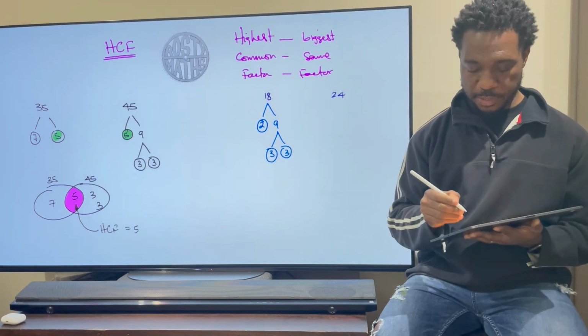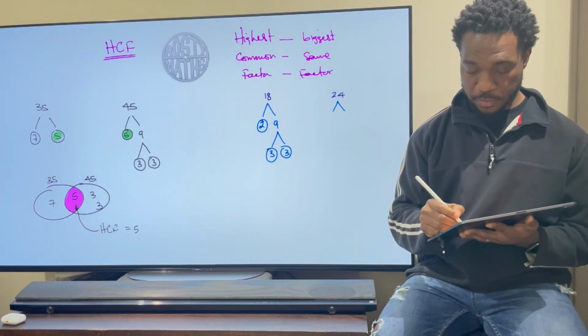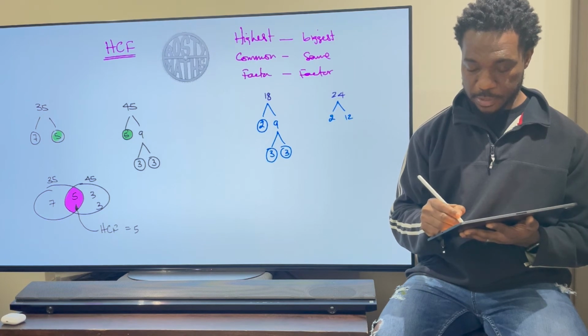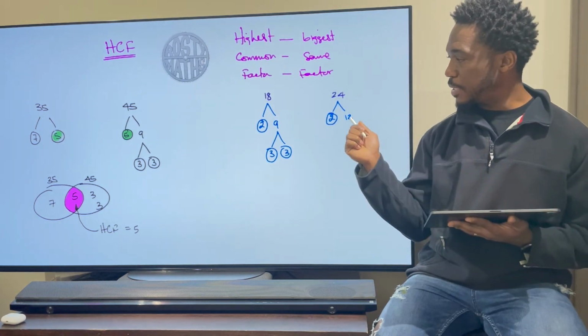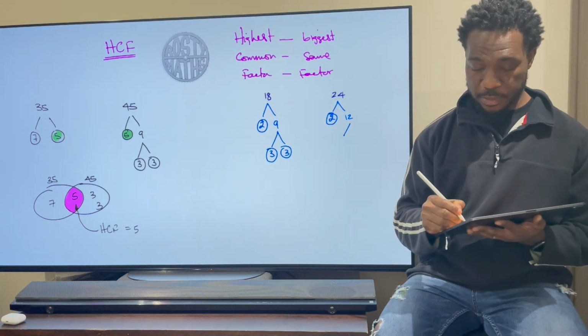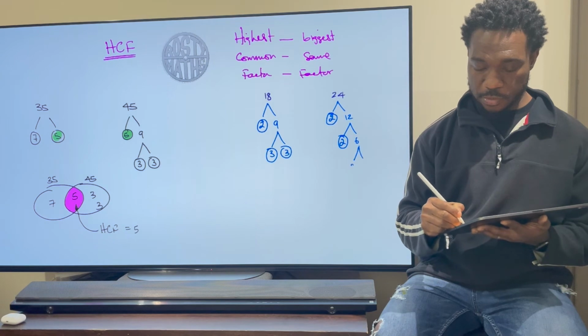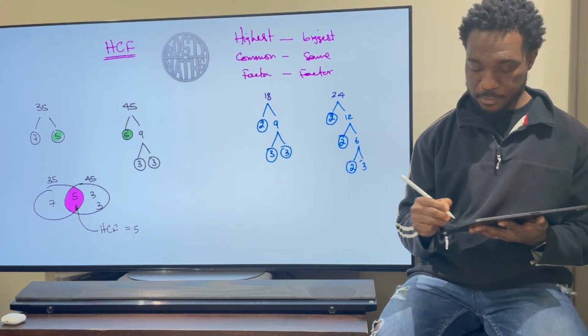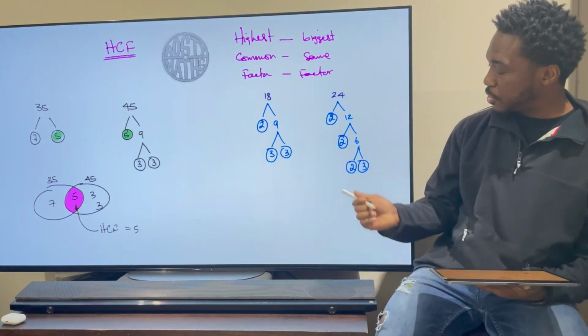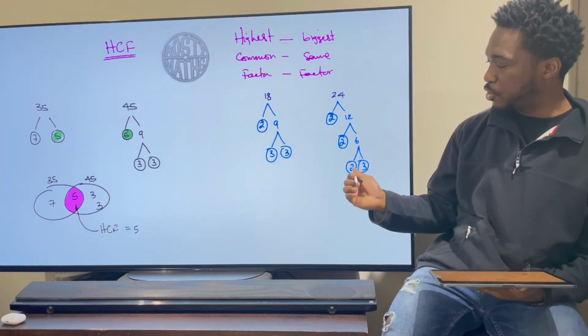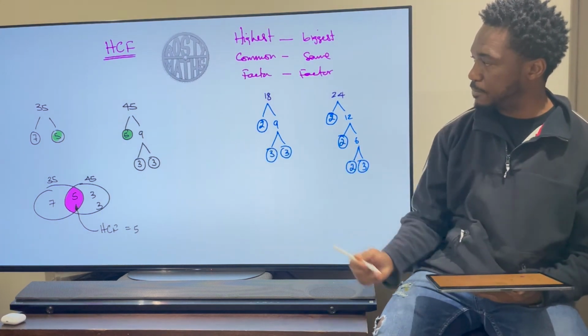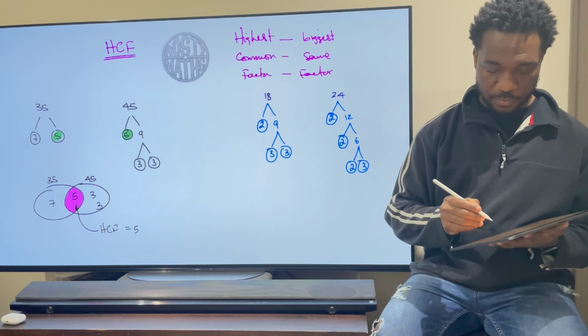Now let's do the 24. So 24 will be 2 times 12 to give me 24. Then I'm going to split that 12 now into 2 times 6. And then I'm going to split that 6 into 2 times 3. And now I'm finished. So all I've got here are just prime numbers. So that's done. Do the same thing we've done over there.